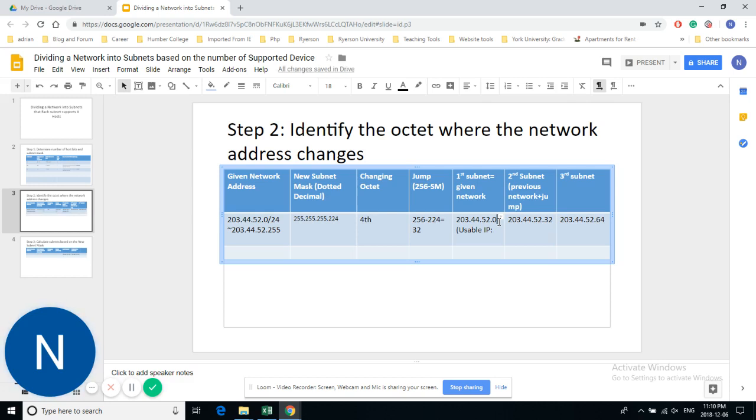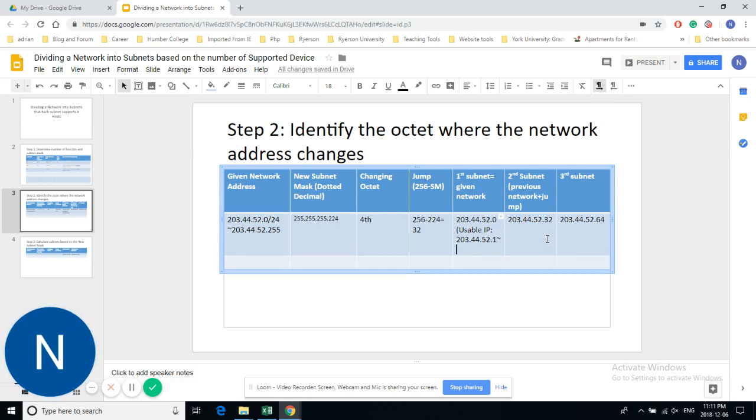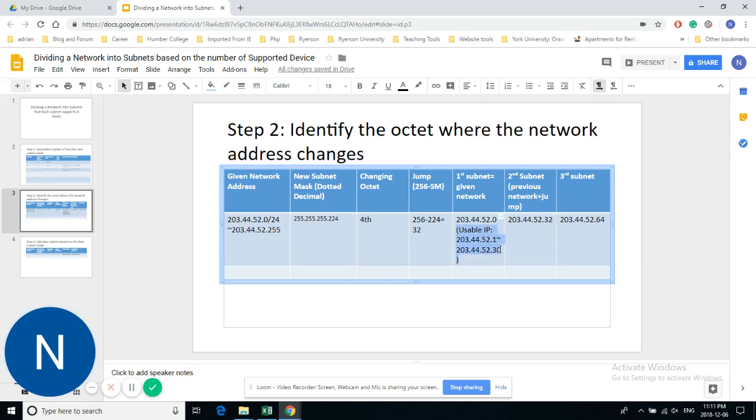You know, the first usable IP address is one address more than your network address, and the broadcast address is one address less than the next network address, so the broadcast is 52.31, and the last usable IP is one address less than the broadcast, so 52.30. In other words, you could say the last usable IP is two addresses less than the next network address, so 52.30. Again, I want to find the usable IP address range in the second subnet.